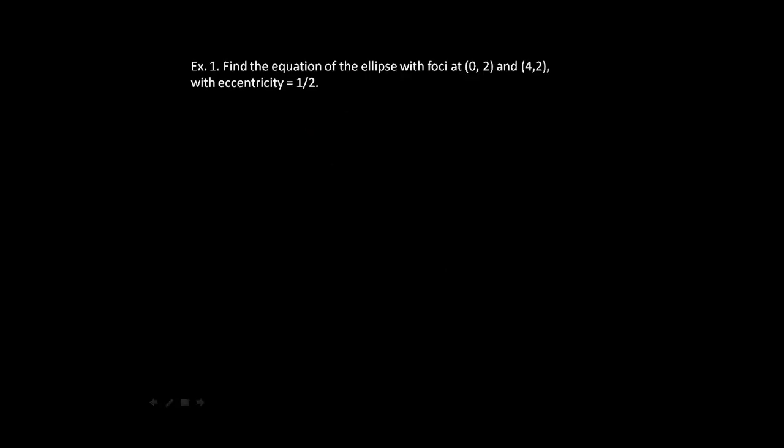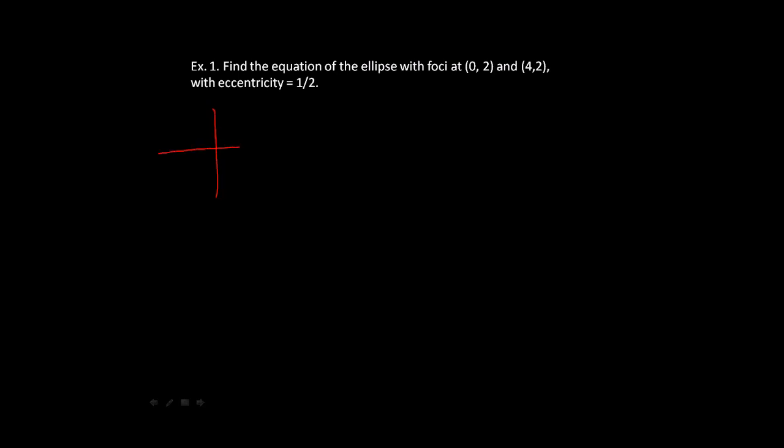Let's take a look at one example. So here, this one, the question is to find the equation of the ellipse with foci at 0,2 and 4,2 with eccentricity 1/2. So to begin with, let's roughly sketch out how this ellipse will look like.